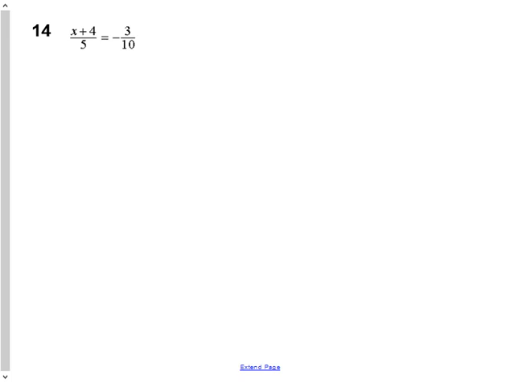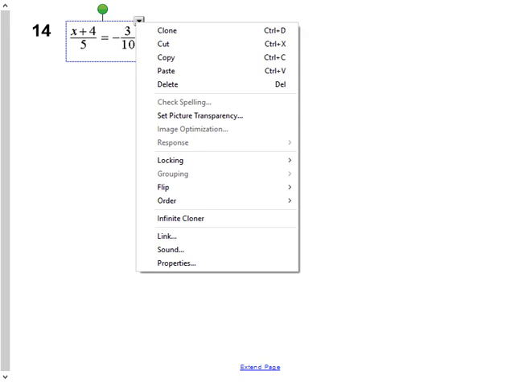Two ways you can solve this. The first thing you could do is multiply both sides by 10, or you can multiply both sides by 5. I will do it both ways to show you the difference. If it was me, I might just multiply both sides by 10, but both work.